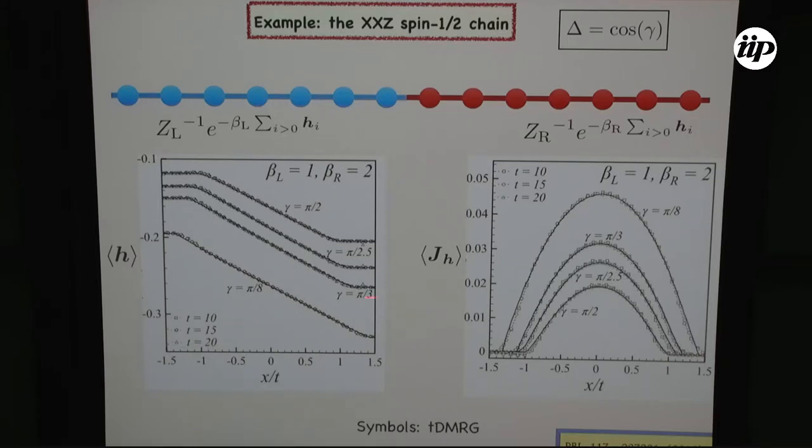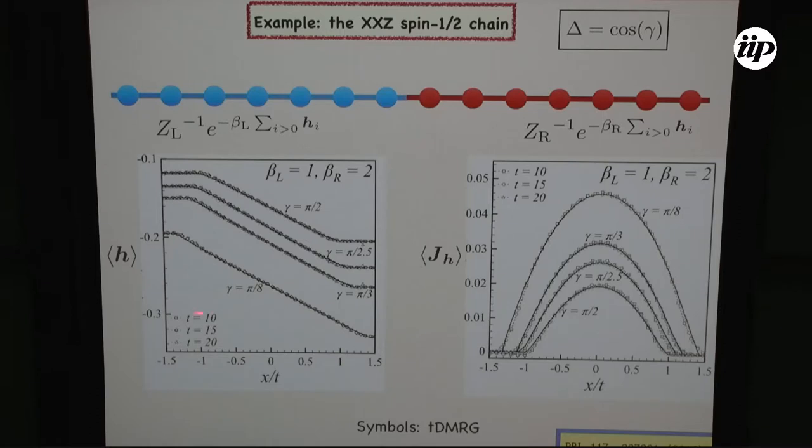For example, when it is pi over 3 here, there are only 3 species. Like pi over 2 is the free case, and these are other values. So you see this is the profile of the energy density comparing our prediction, which is the black line, with dots that are TDMRG results. Okay, and these are different times.